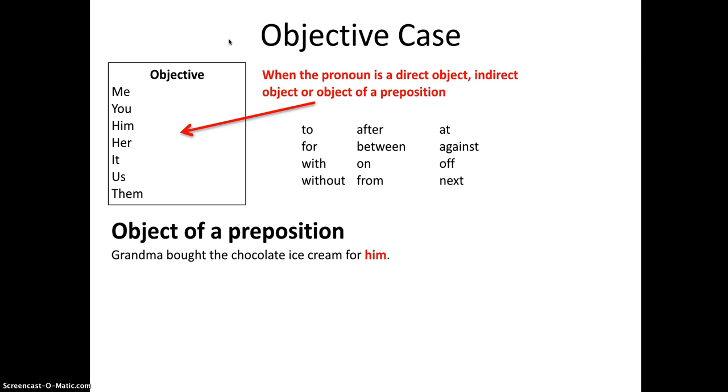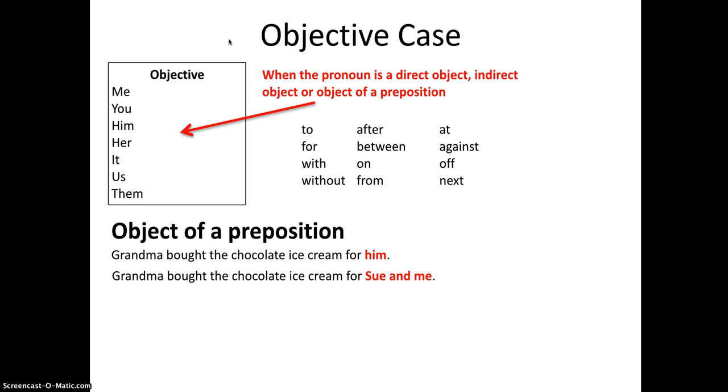So we have the sentence, "Grandma bought the chocolate ice cream for him." So the phrase "for him" is a prepositional phrase. It starts with the preposition "for," and the word "him," that's the object of the preposition. Because of that, it has to be in the objective case. So we use the word "him." We cannot say, "Grandma bought the chocolate ice cream for he." "He" is in the subjective case. This has to be in the objective case.